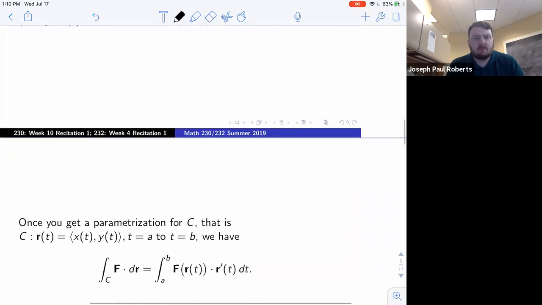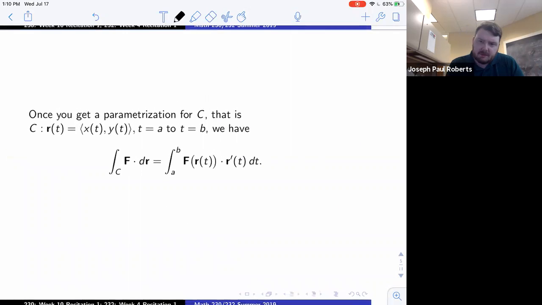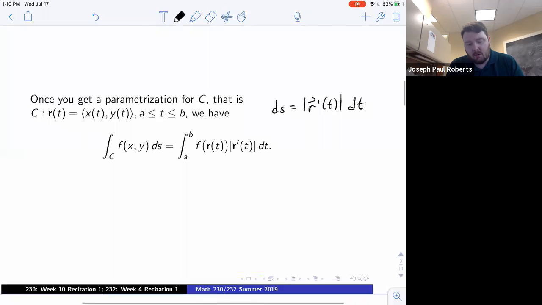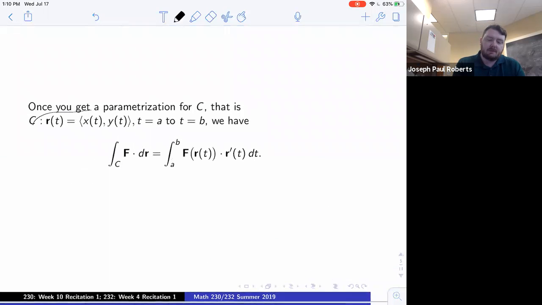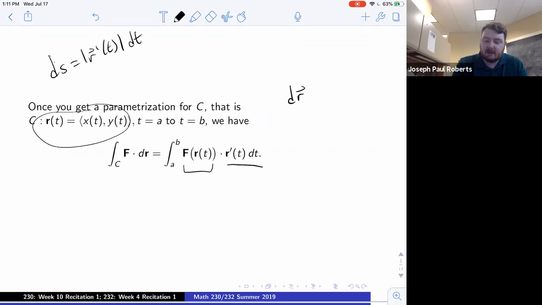So once you want to go and calculate this second type of line integral, it's the same story. Basically, it's all about getting your r of t for your curve C. But once you get it, you're going to do something a little bit different with it. You're going to do f of r of t dot product with the vector r prime of t dt. So whereas ds, remember, was the length of the vector r prime times dt, the vector dr is the vector r prime of t dt. So keep that straight, and you're actually doing the dot product here.